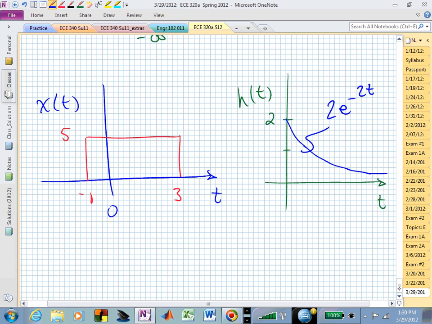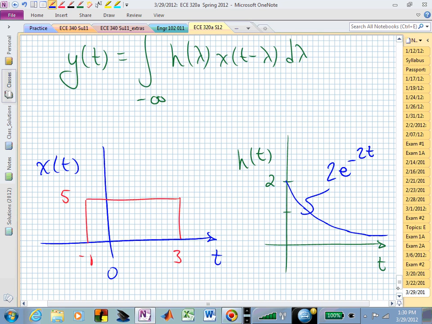Let's now start doing this convolution. Which one do you think I want to flip and slide? It doesn't really matter, but functionally, the form of this waveform is not very complicated. So if I flip it and slide it, its amplitude's not going to change as a function of its argument. So it's going to stay 5. I'm going to flip and slide x.